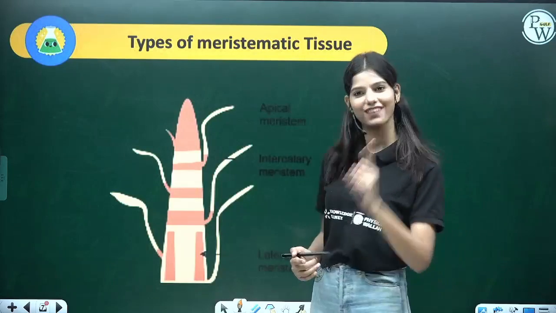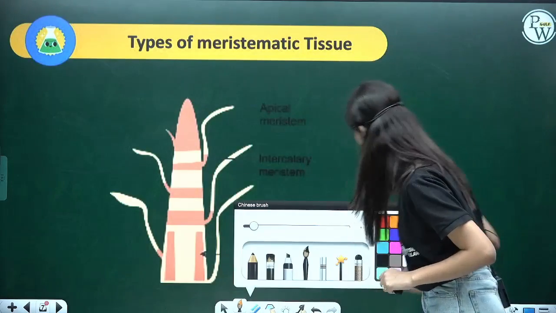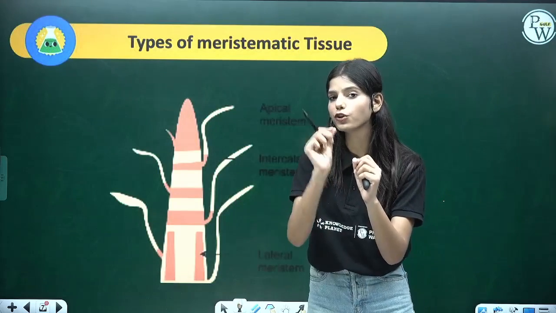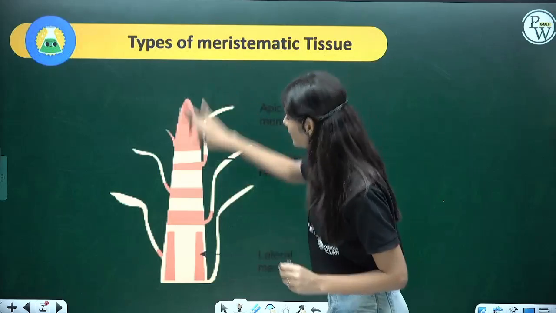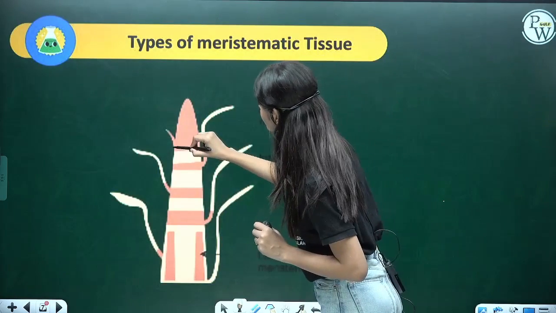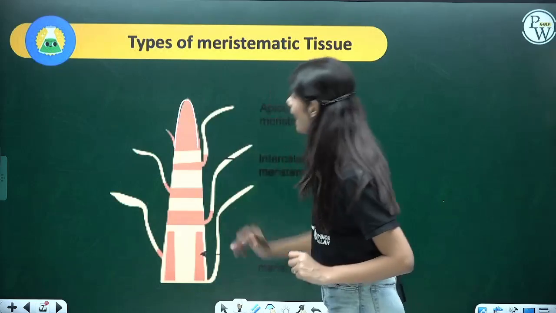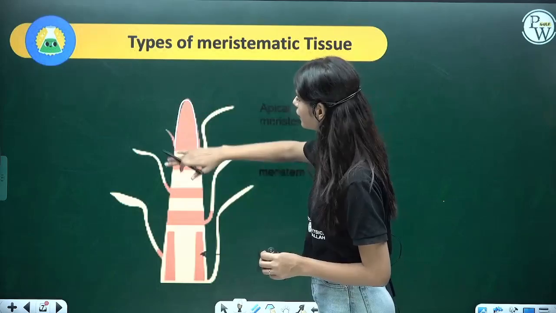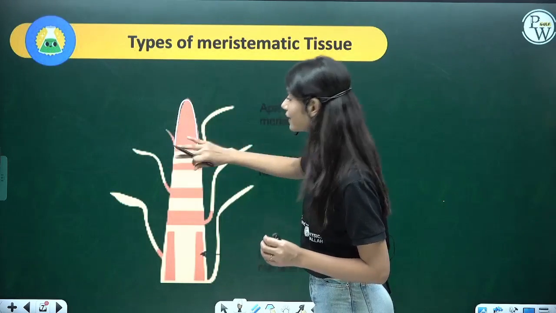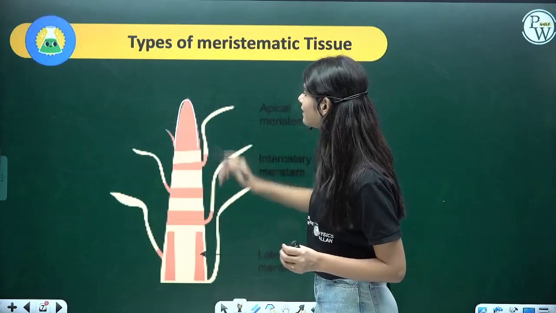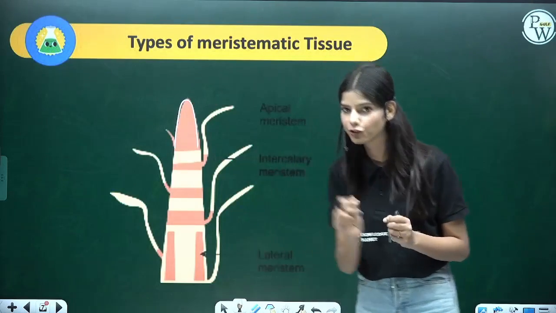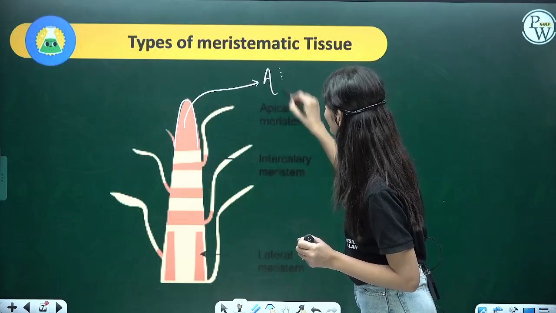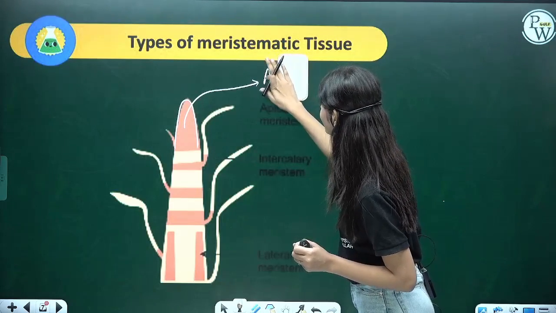Where exactly? Let me mark it for you. First of all, we have a type of meristematic tissue which is present on the tips of the roots and the tips of the shoot. So here if you see a picture of a stem, here we have the tip of the stem, right? Do you see here? And this tip of the stem contains a type of meristematic tissue. So do you see a shaded portion or the dark portion? This dark portion represents the meristematic tissue, and because it is present on the tip, it is what we call apical meristem. So it is called apical meristem.